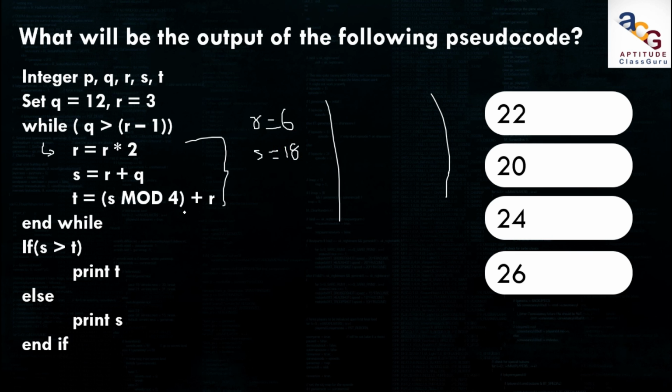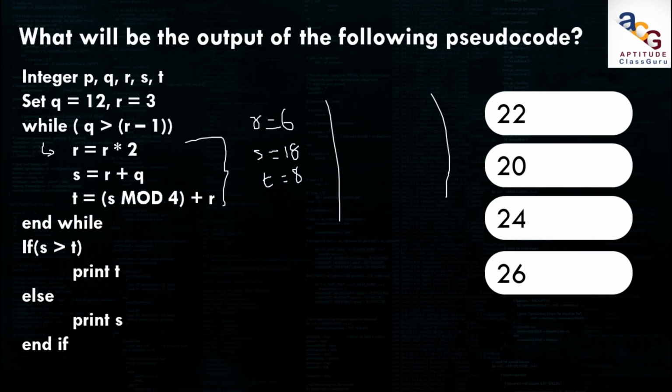Next, t equal to s mod 4. What is s? It's 18. Mod 4 is nothing but which results the remainder. When you divide 18 by 4, it will give you the remainder as 2. 2 plus r, what is the value of r? It's 6. So 2 plus 6, 8. So t value equal to 8. So after completion of the first iteration, the values are as indicated here.